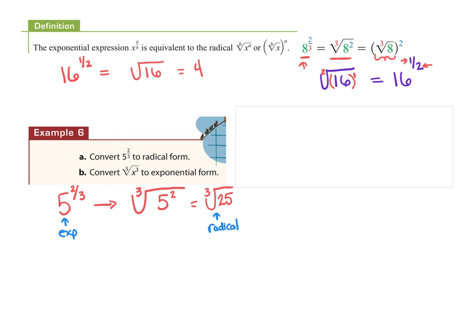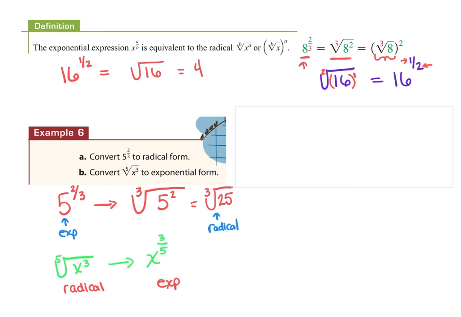Look at B. They want me to convert the 5th root of x cubed to fractional or exponential form. So they gave it to me in radical form, and they want it in exponential form. My base here is going to just be the x. What is my numerator? The 3 is my numerator. The 5 then is my denominator. And that is exponential form.